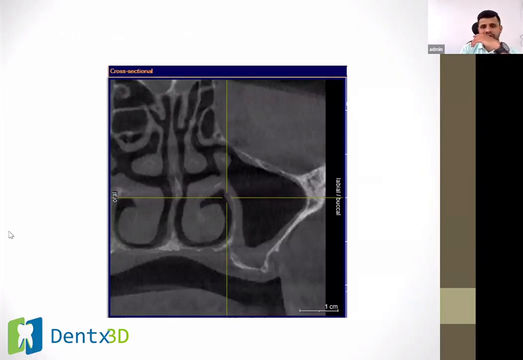So first is the osteomeatal complex. The osteomeatal complex is the opening of the maxillary sinus into the nasal cavity. It occurs in the middle meatus, so it is a non-dependent drainage. So we have to see that the ostium, this connecting part, is patent when you are doing a sinus lift.